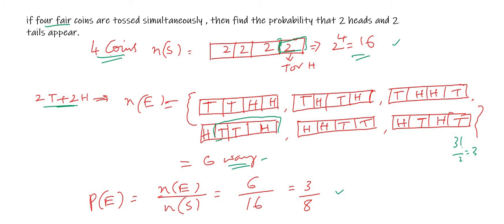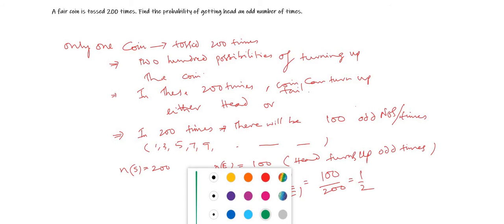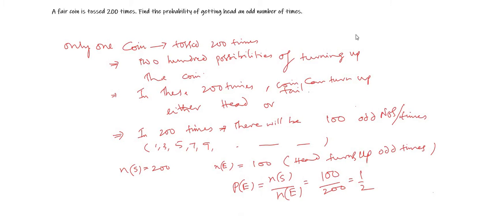Now we'll take up another problem. Hope you understood this one. Okay, so another problem: a fair coin is tossed 200 times. Find the probability of getting head an odd number of times. He's asking that head should come an odd number of times. Here, only a single coin is tossed 200 times, and we should get head an odd number of times.